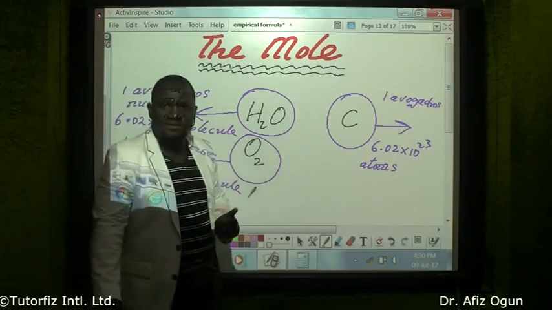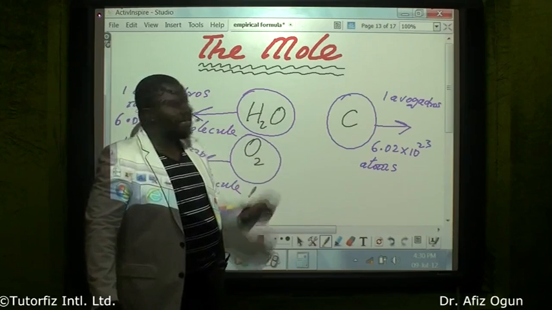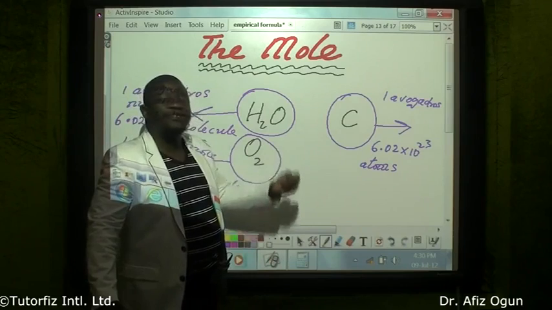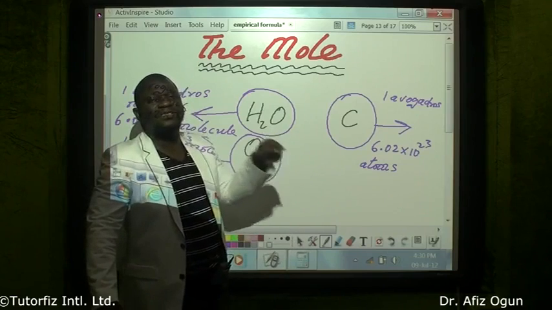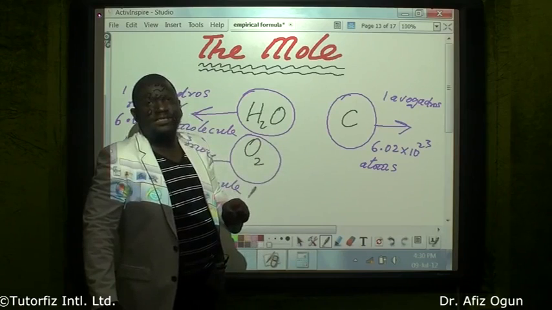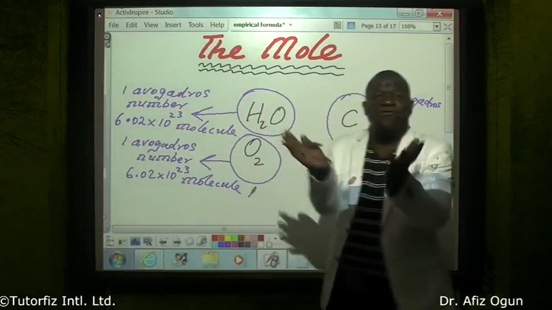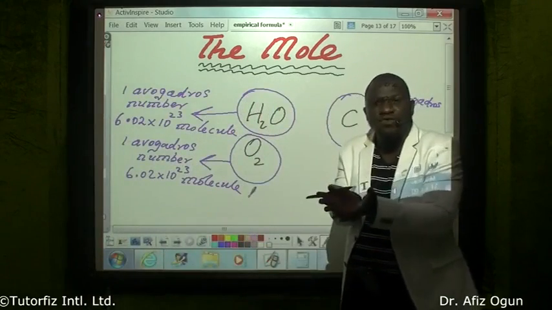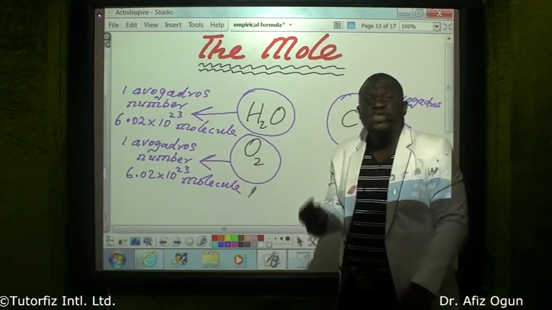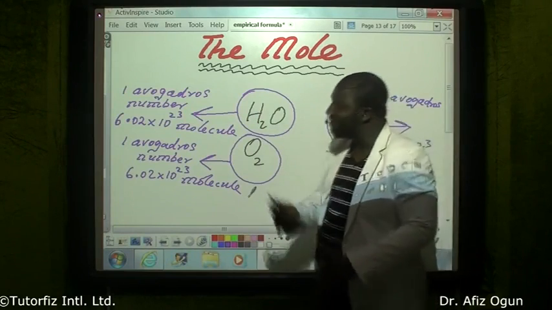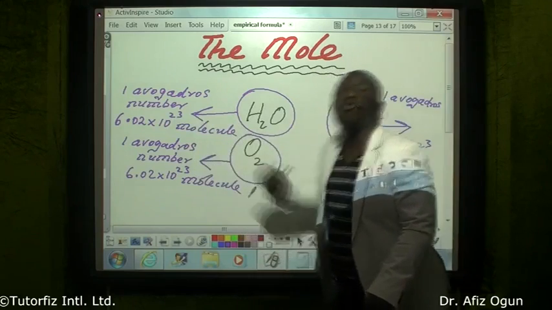For all substances, the amount of that substance that contains 6.02 times 10 raised to power 23 of the particles present in that substance is the mole of that substance. A mole is defined as the amount of a substance which contains 6.02 times 10 raised to power 23 particles of that substance.